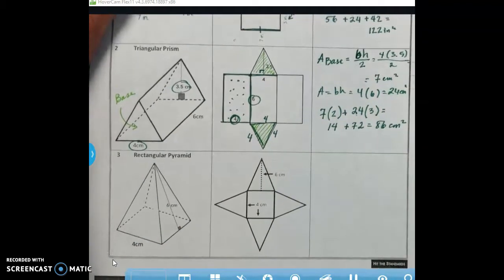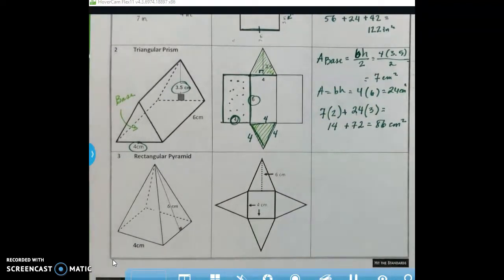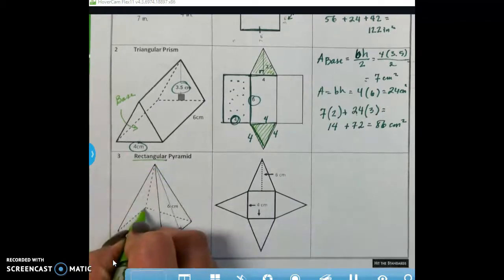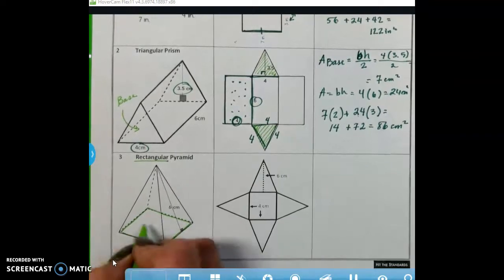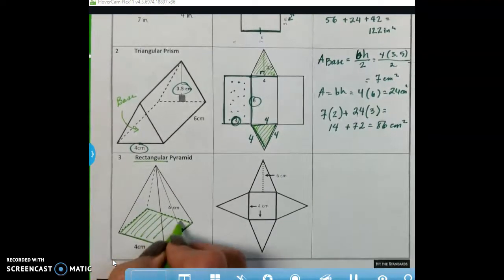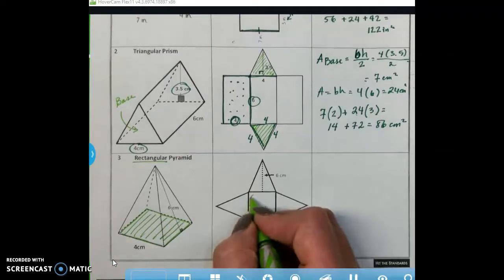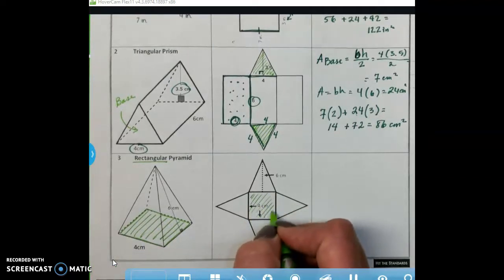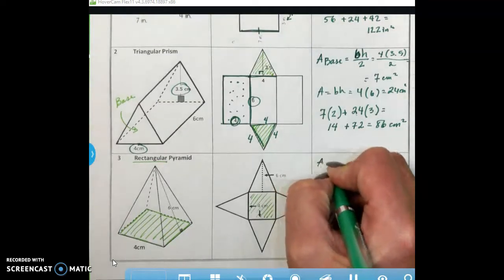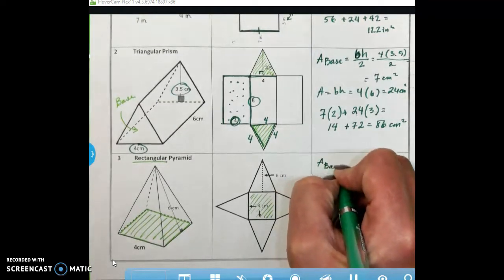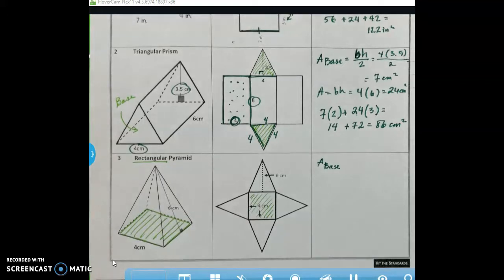And now a pyramid. It's called a rectangular pyramid. So our last example, rectangular pyramid. It has its name because the base is a rectangle. So please, please make sure that you are highlighting. If you don't have a highlighter, even just using a pencil and shading darker would be awesome. Let's get started. I always want you to focus on area of the base first.